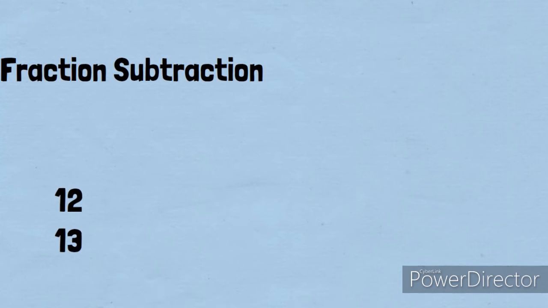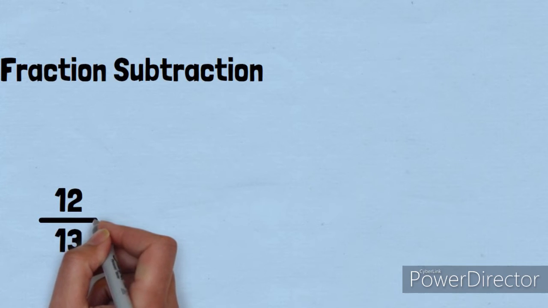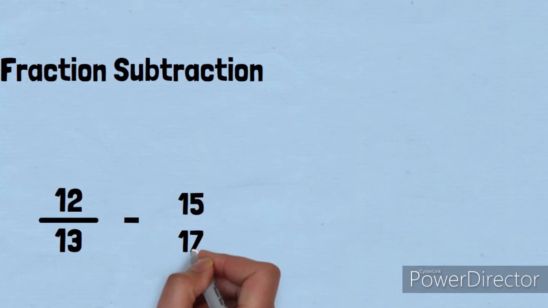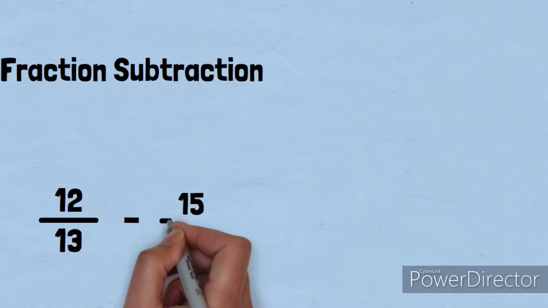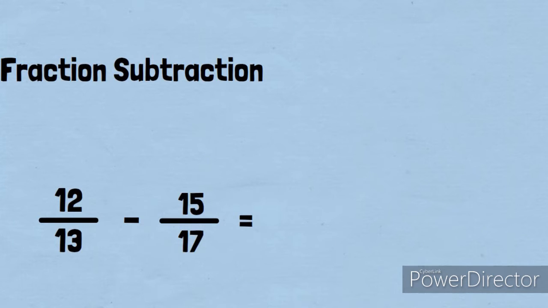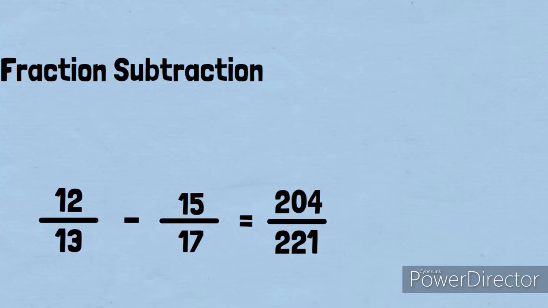Let's take a look at another example. Let's look at 12/13 minus 15/17. In this case, our denominators are not the same, and we don't have a common multiple that can be used for both. So we can multiply 15/17 by 13, and we can multiply 12/13 by 17. 12 times 17 is 204. And 13 times 17 is 221.